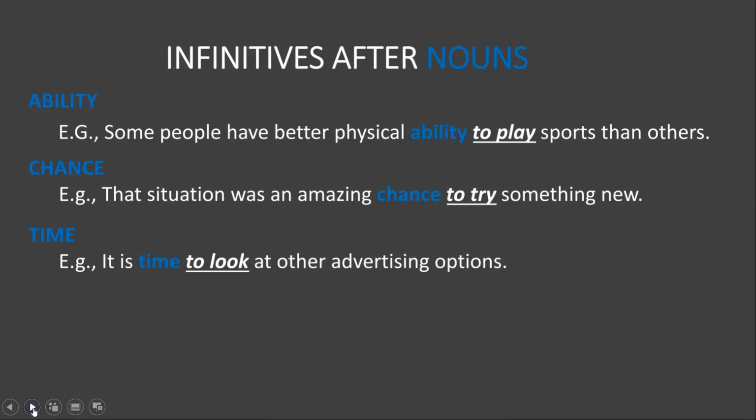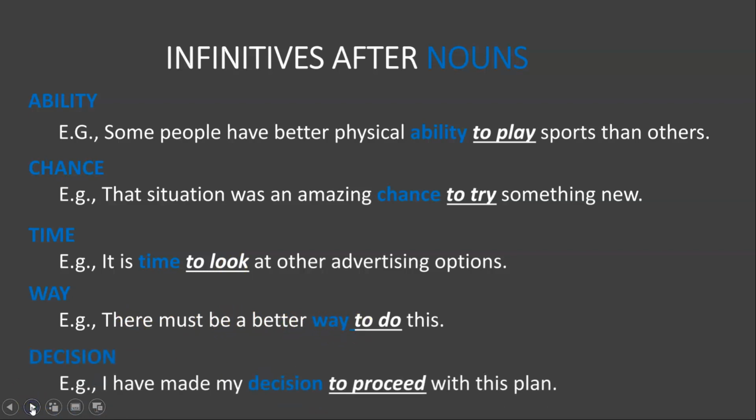New example, time. It is time to look at other advertising options. Time to look. Way. There must be a better way to do this. Way to do. And the last example, decision. I have made my decision to proceed. Decision to proceed with this plan. And there you have it, guys. With this slide, we conclude our infinitives that come after adjectives and nouns.